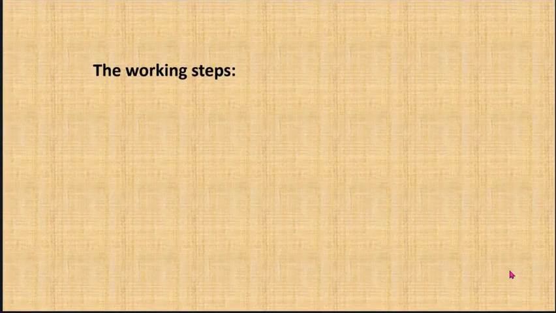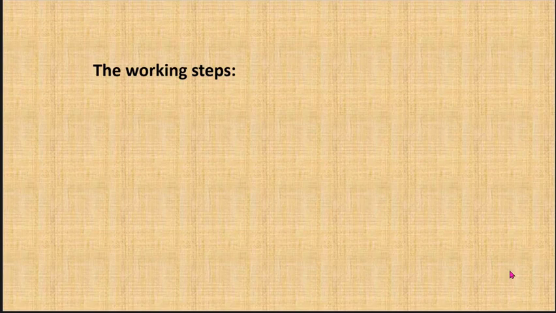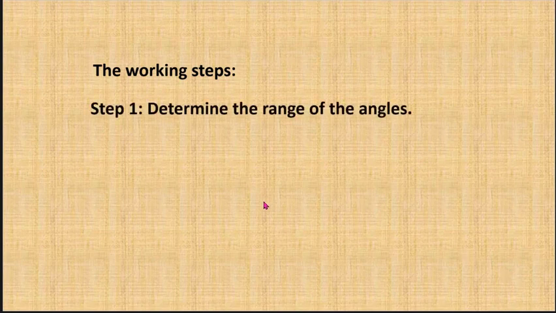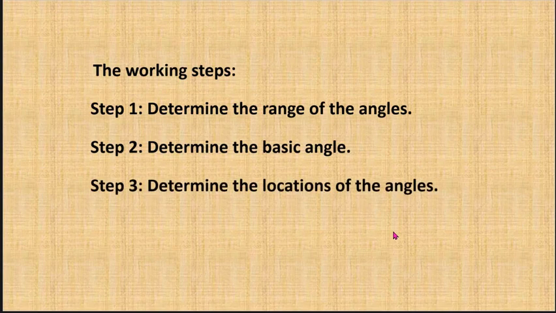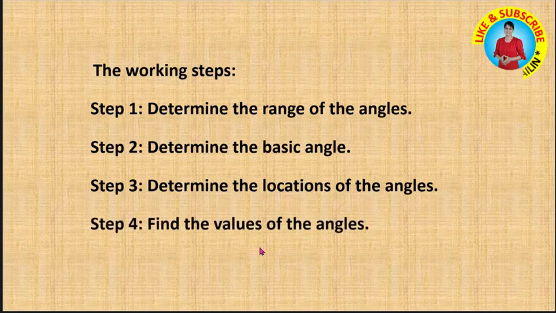From the examples just now, here I'm going to list down the general steps in solving the trigonometric equations. Step 1. Determine the range of the angles. Step 2. Determine the basic angle. And step 3. Determine the locations of the angles, which is the quadrant of the angle. Step 4. Find the values of the angles.